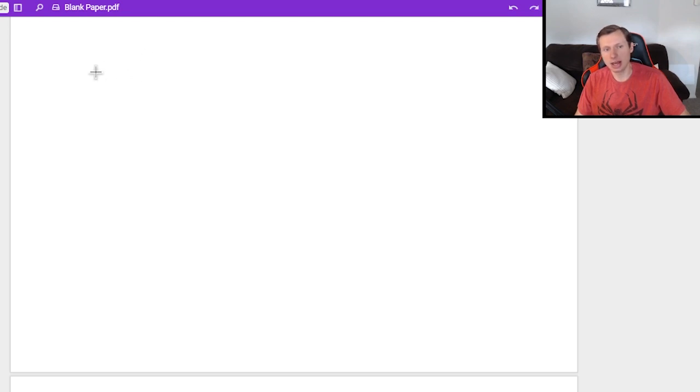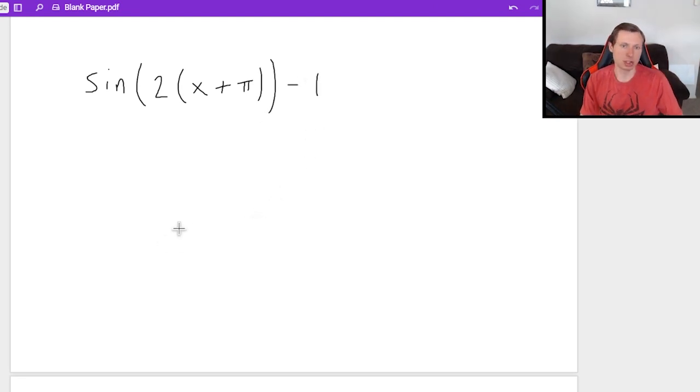Let's say I have the sine of 2 times the quantity x plus pi, close parenthesis, minus 1. So here I've got 3 things going on. Number 1, I've got my b, which is going to affect the period. Number 2, I have my c, which is going to be a horizontal shift, also known as a phase shift, if you know physics. And that's going to be a shift of pi to the left, because it's plus. And then that right there, d, that's a shift of 1 down.